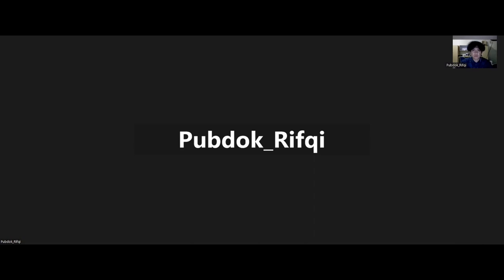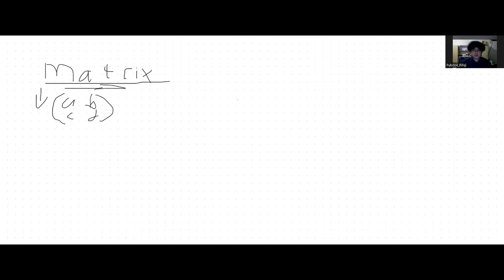Assalamualaikum warahmatullahi wabarakatuh. My name is Muhammad Rifqi Rafi, and today I'm going to explain today's topic, which is about matrix. Let's begin with the basics. What is a matrix? In simple terms, a matrix is a rectangular array of numbers and elements arranged in rows and columns. It's like a mathematical grid that allows us to organize and manipulate data. And today I'm going to show you a question example.